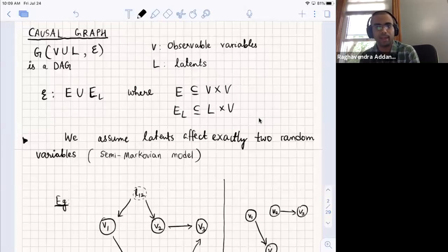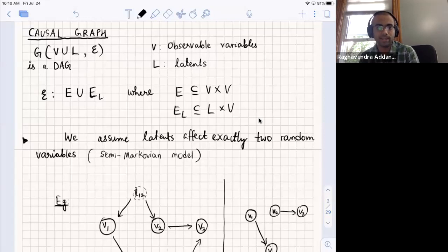called observable variables and latents. And both are disjoint, and the set of edges can be written as the union of two kinds of edges. One is between observable variables, and the other is between latents and observables. So crucially, we don't assume any edge between the latents. So the unmeasured variables do not share any edges. The only edges are between measured variables and latents, and between measured variables, which I'll refer to as observables from now on.